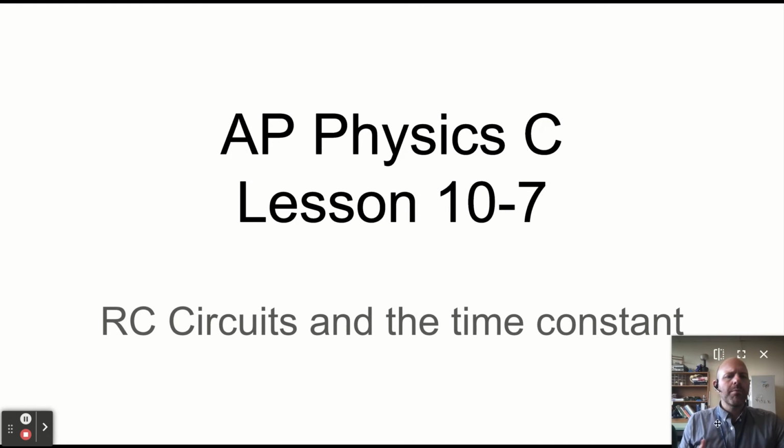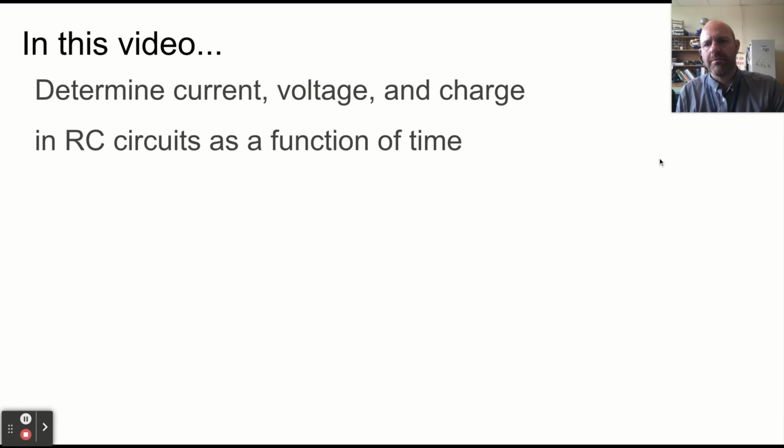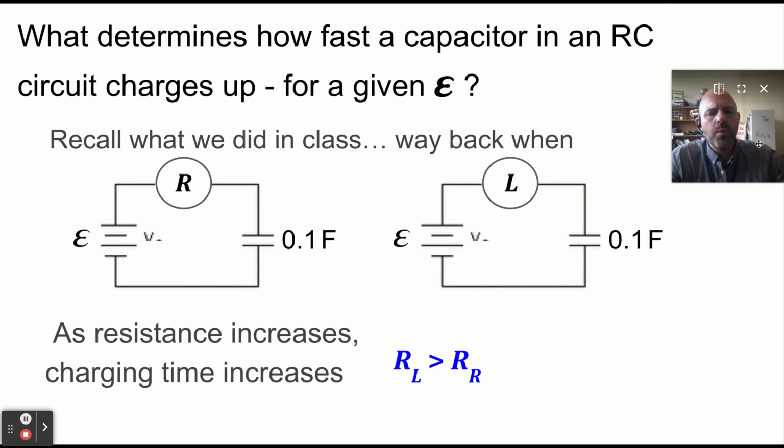In this video, we're going to go back and look at what happens in between the initial and final states of a charging or discharging capacitor. Specifically, we'll look at how there is a predictable relationship between the current, voltage, and charge in the circuit as a function of time. So the big question would be, what determines how things charge up?